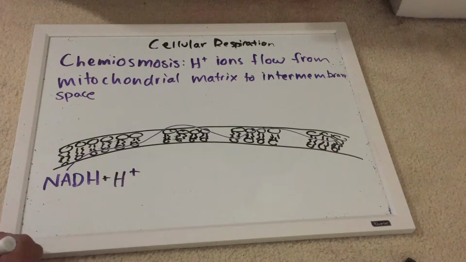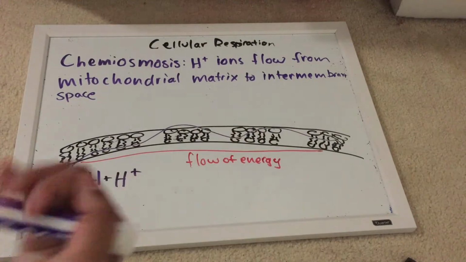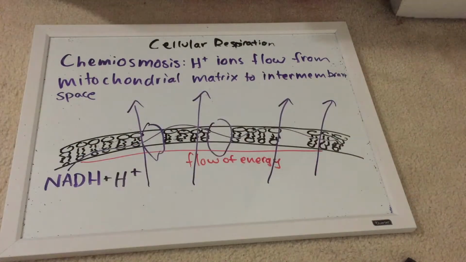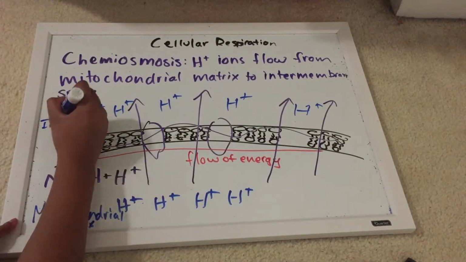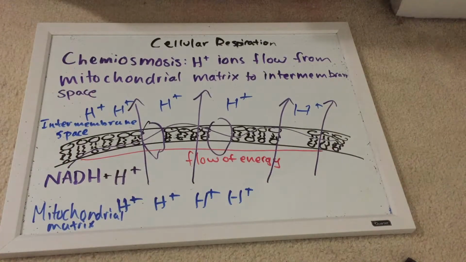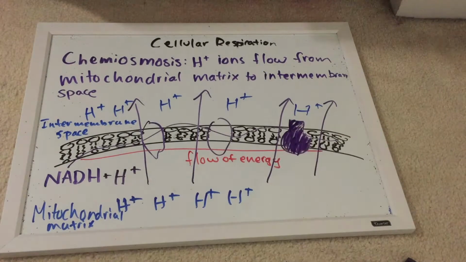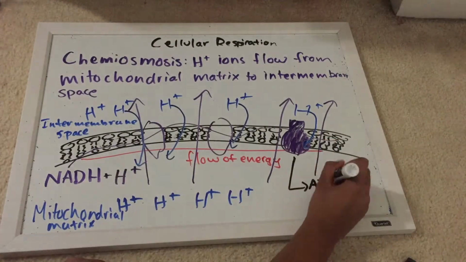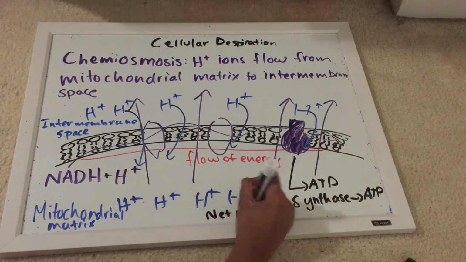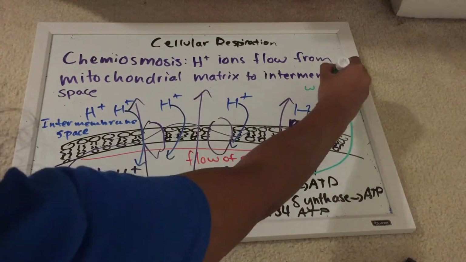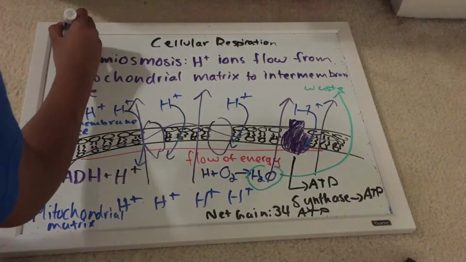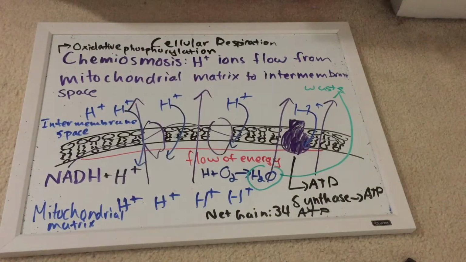Once NADH and FADH2 attach themselves to the electron transport chain, this creates a flow of energy, causing hydrogen ions to flow from the mitochondrial matrix into the intermembrane space. Once these hydrogen ions come back inside the mitochondrial matrix, ATP synthase produces ATP. This creates about 34 ATP. Water is released as a waste, and this ATP is produced by oxidative phosphorylation, which creates the most amount of energy.